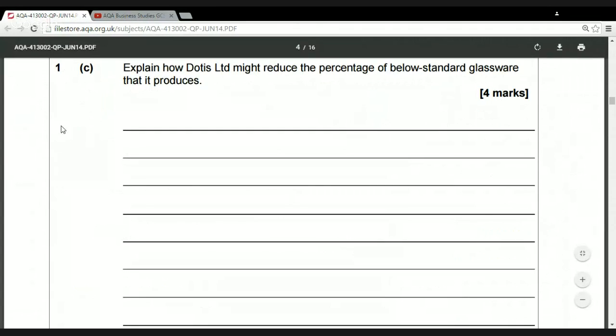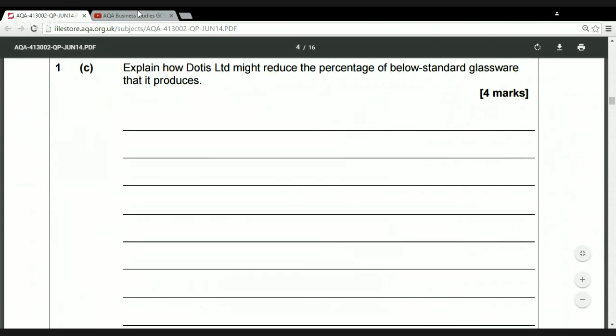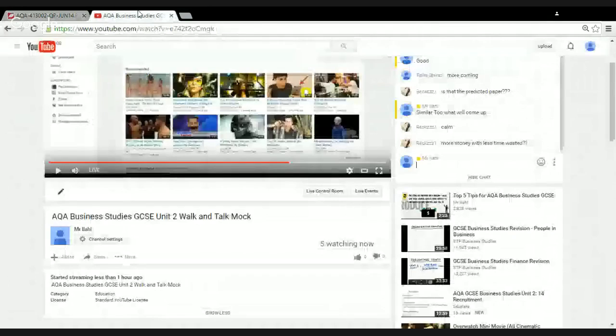Excellent. Okay, explain how Dotters Limited might reduce the percentage of below standard glassware that it produces. So this is a basic issue of quality, okay? And quality is a topic they love to bring up in Unit 2. It's definitely a topic that you need to go over again and again to make sure that you understand it before you get into that paper on Friday, all right? So make sure you guys revise quality. It's the last topic in the books, and it's the last topic on the spec as well.